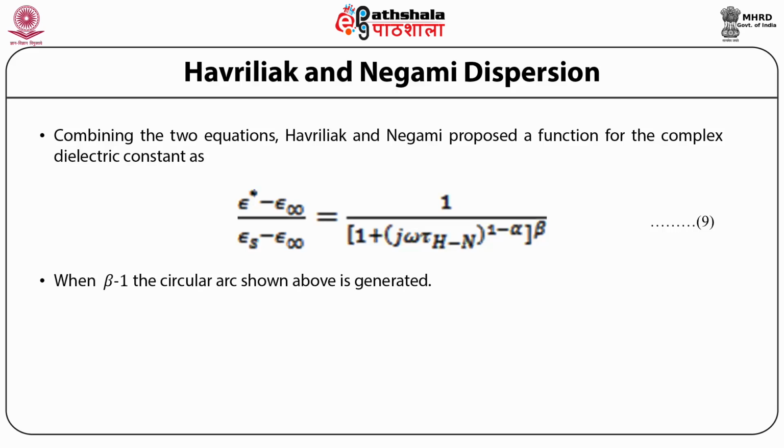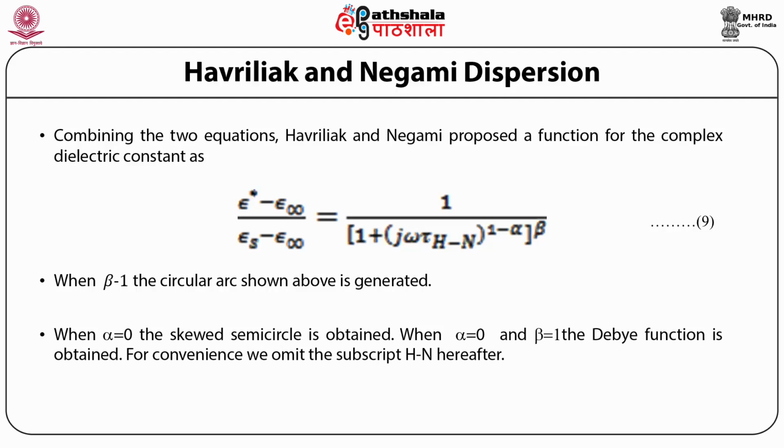When beta is equal to 1, the circular arc shown above is generated. When alpha is equal to 0, the skewed semicircle is obtained. When alpha is equal to 0 and beta is equal to 1, the Debye function is obtained. For convenience, we omit the subscript HN hereafter.